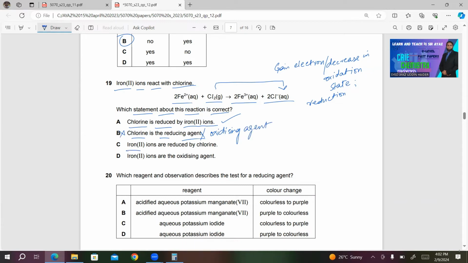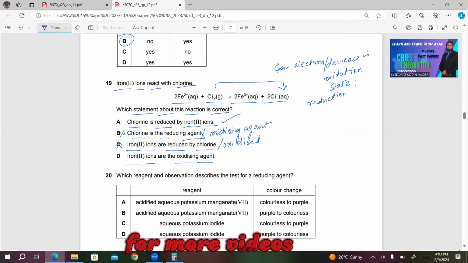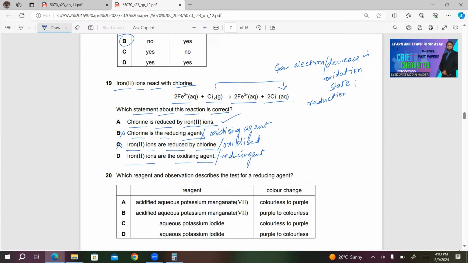Number C, iron(II) ions are reduced by chlorine. No, they are not reduced, they are oxidized by chlorine. So this is also incorrect. Number D, iron(II) ions are the oxidizing agent. It would mean that iron(II) ions are oxidizing chlorine gas into chloride ions, which is wrong. Iron(II) is acting as a reducing agent. So only choice A will be the right one in this case.